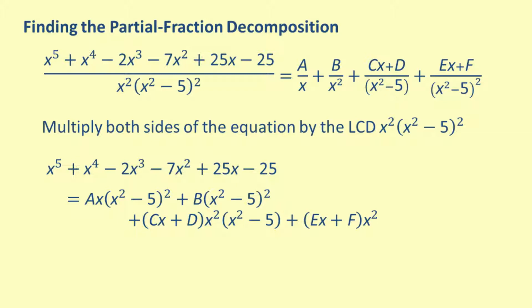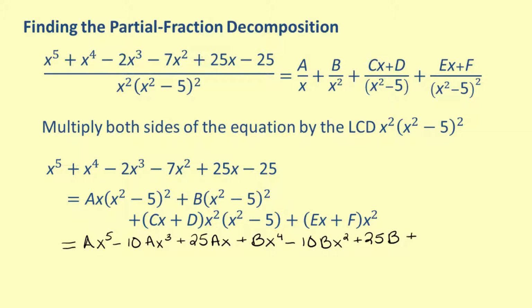Distribute on the right side of the equation to clear the parentheses. Thus, the right side of the equation simplifies to ax to the fifth power minus 10ax cubed plus 25ax plus bx to the fourth power minus 10bx squared plus 25b plus cx to the fifth power minus 5cx cubed plus dx to the fourth power minus 5dx squared plus ex cubed plus fx squared.